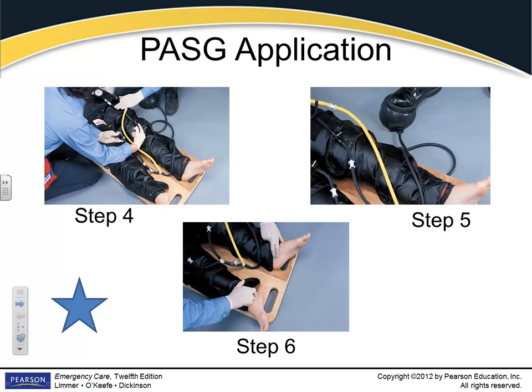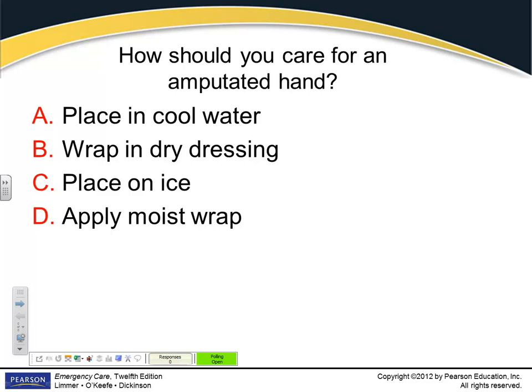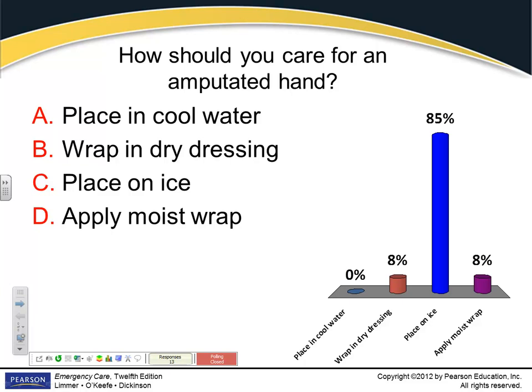I do have a star, though. That's a good time. How should you care for an amputated hand? Who read the book? The hand or the person? The hand. You're not going to place a person in cool water, are you? Place him on ice. Okay, let's see which book. Oh, place on ice. Okay, who's right here? Wrap in a dry dressing. This is one person. Who got it right?